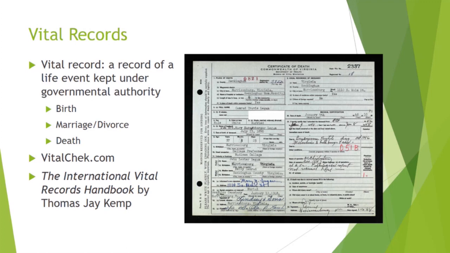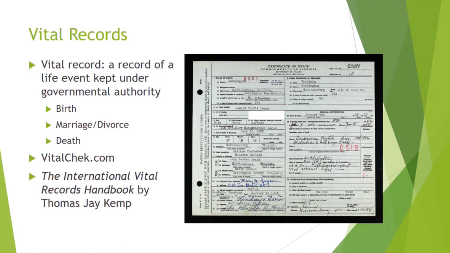So I have vitalcheck.com listed here. They're the exclusive online vital records partner for over 450 government agencies. So there's a good chance if you need to order a newer vital record, that's where you'll get it. A lot of vital records that are old enough where there isn't a concern for privacy are available in some of the free resources that I'll show you in a little bit here.